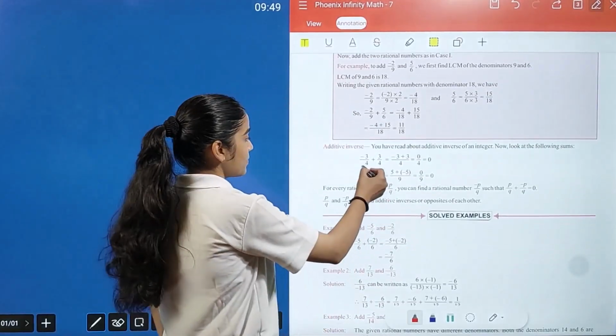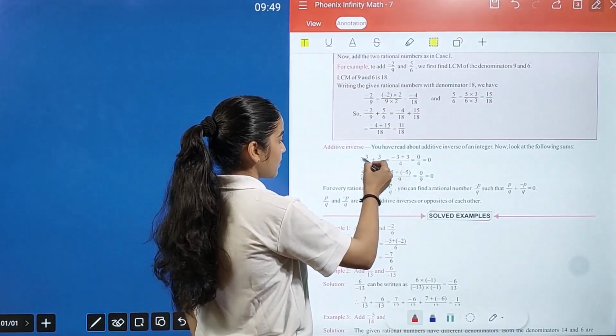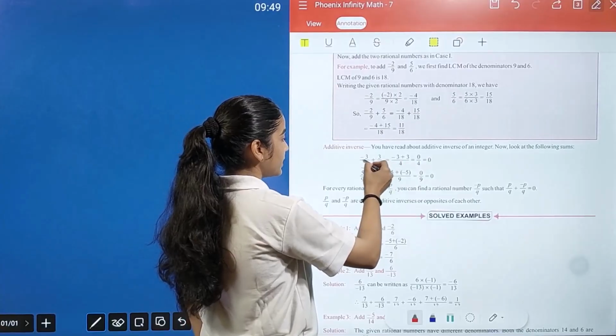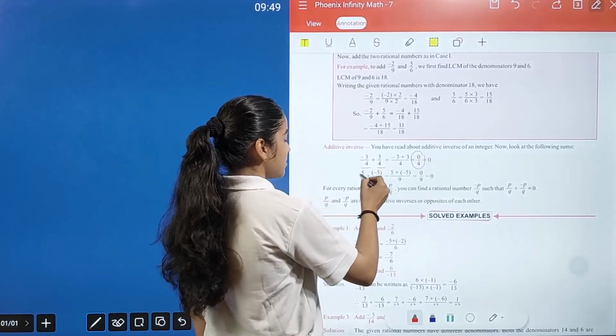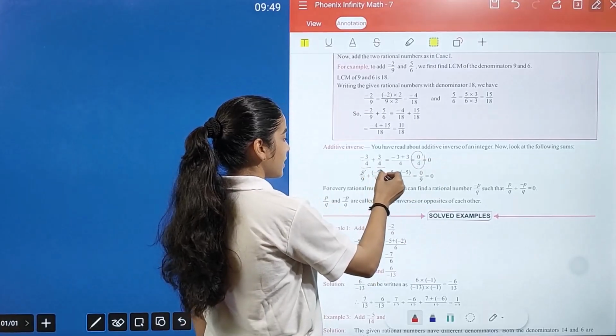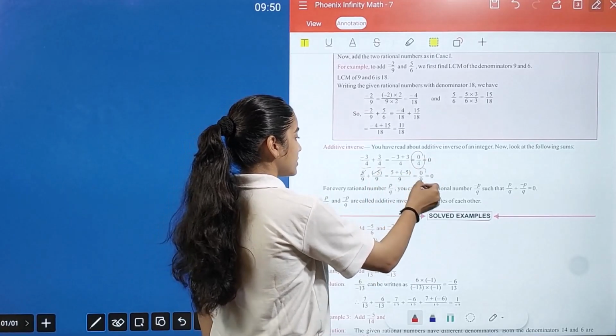So here we have same denominator 4 and 4. So minus 3 and plus 3. So this is your additive inverse. So minus 3 plus 3 is 0 by 4. Same additive inverse is there. So minus 5, plus 5 and minus 5 again 0 by 9.